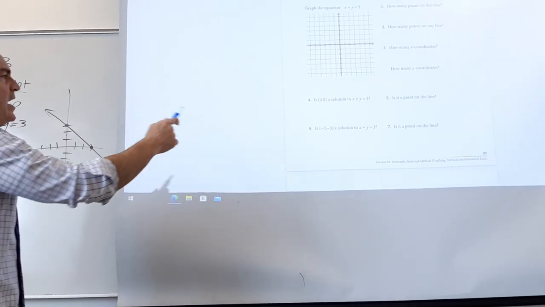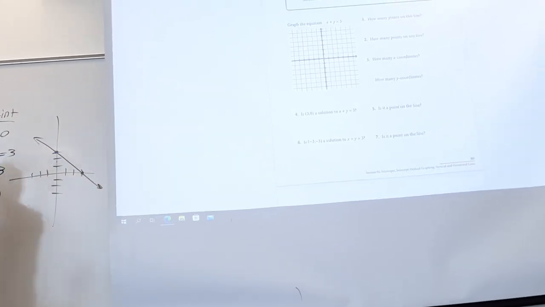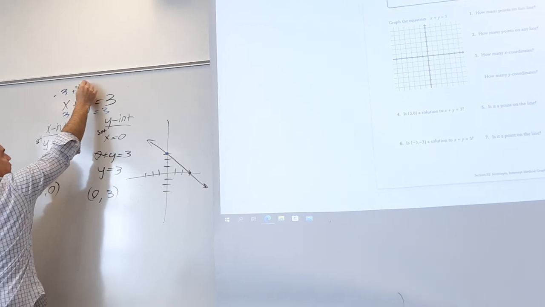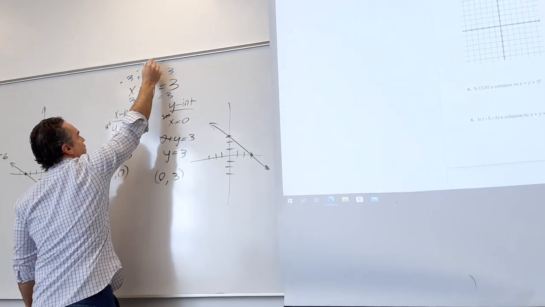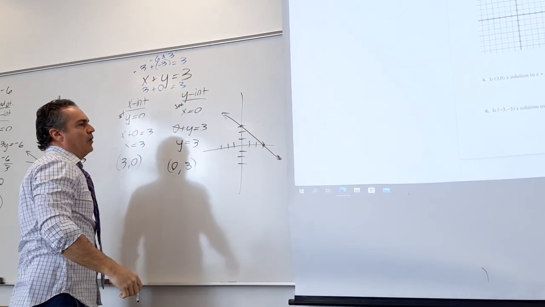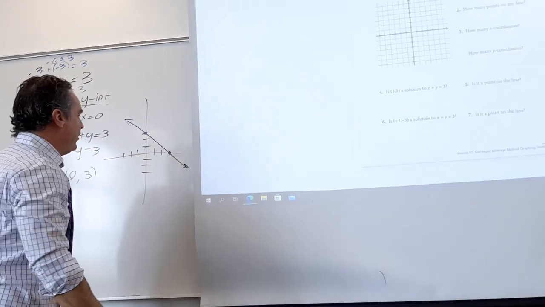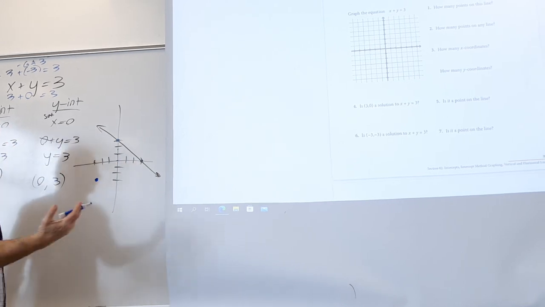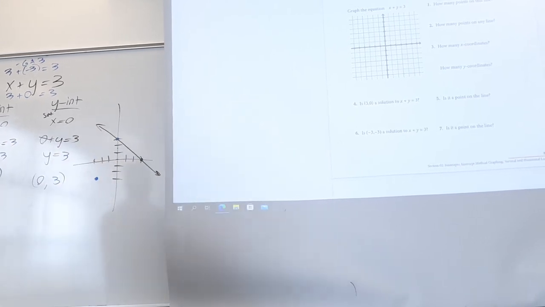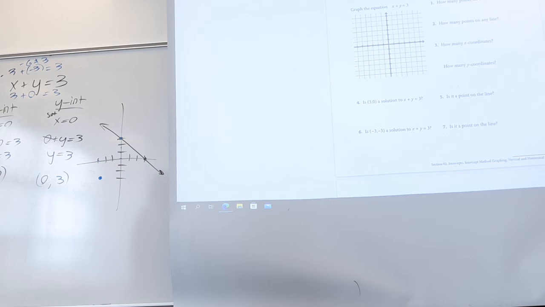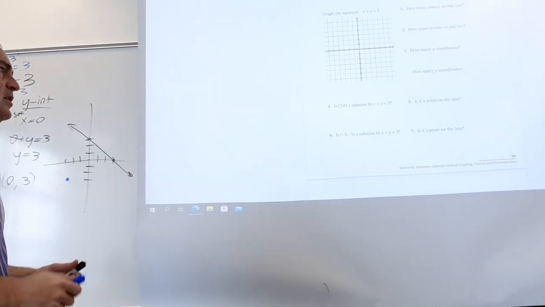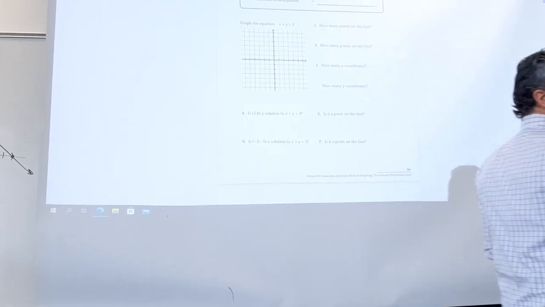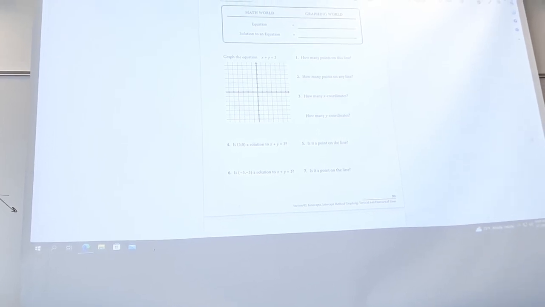Okay? Is (-3, -3) a solution? Look up here. -3 plus -3, does that equal 3? No, -6 does not equal 3. So the answer is no. If we plot that point, (-3, -3), right here, is that point on the line? No. And so we prove that a solution is a point on the line. If it's not a solution, it's not a point on the line. Let's go ahead and move forward. Make sense? Pretty straightforward stuff.